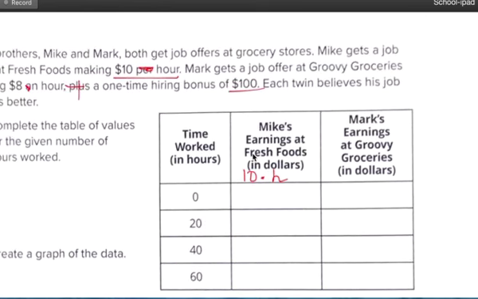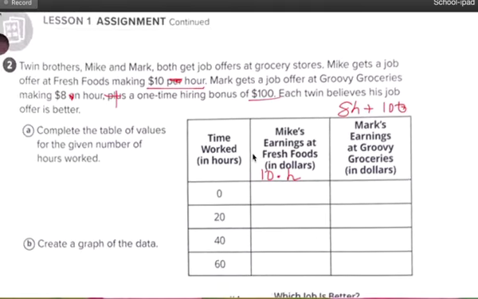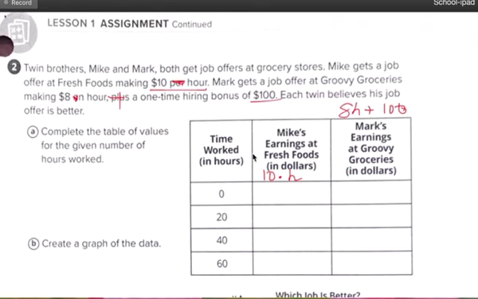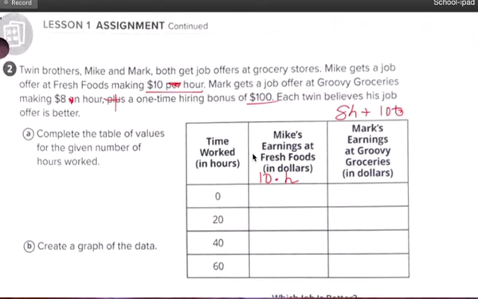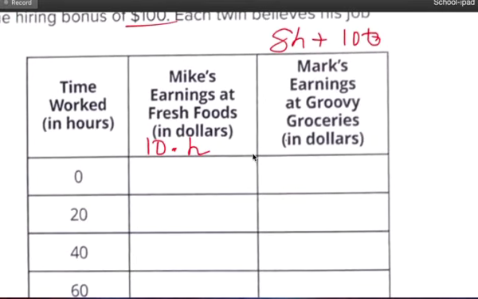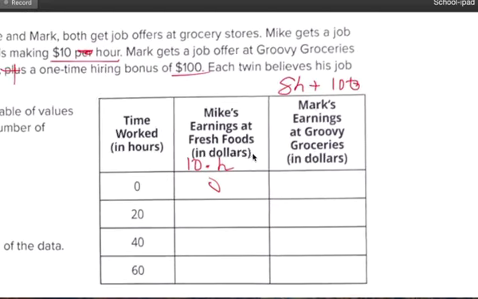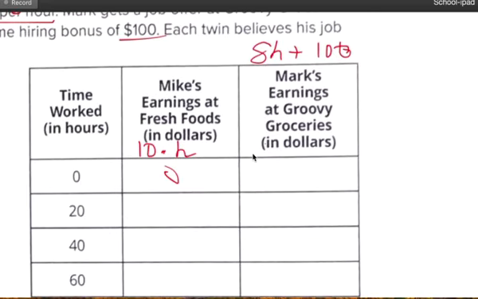So 8h plus that $100 one-time signing bonus. Each twin believes his job offer is better. Complete the table for the given number of hours worked. Okay, so Mike might make $0 here. At 0 hours, Mark hasn't worked any. He makes $8 an hour, but they're giving him a hiring bonus of $100. So 8 times 0 plus 100 is still $100, right?